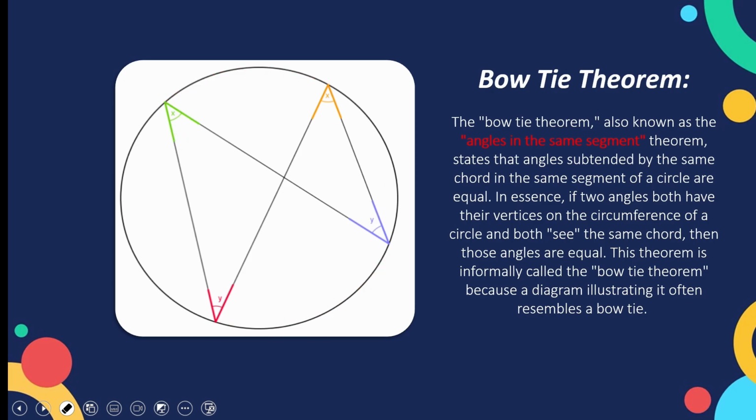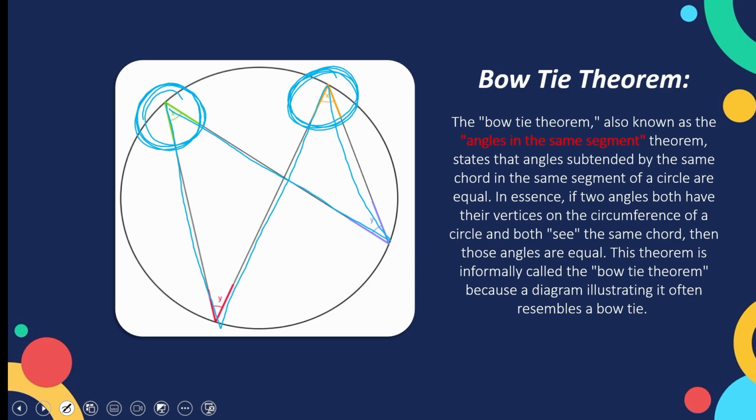So all that jargon, if you haven't heard anything that I've said, forget about that. Remember, these are bow tie. Angles in the same segment. So angle X over there is going to equal angle X over there. Similarly, angle Y down at the bottom here is also going to equal angle Y over there.